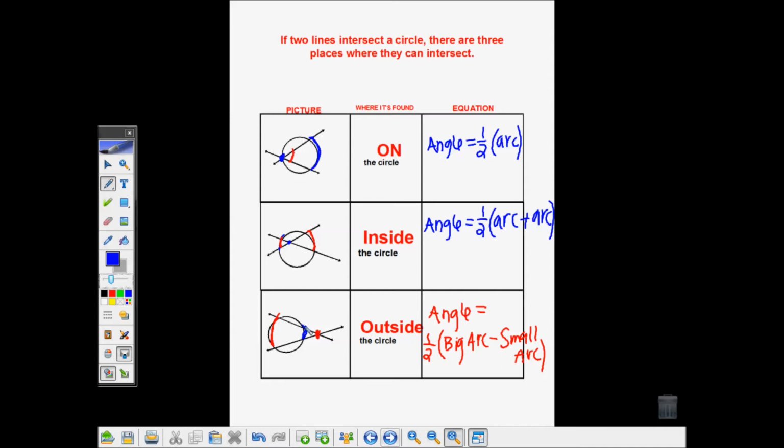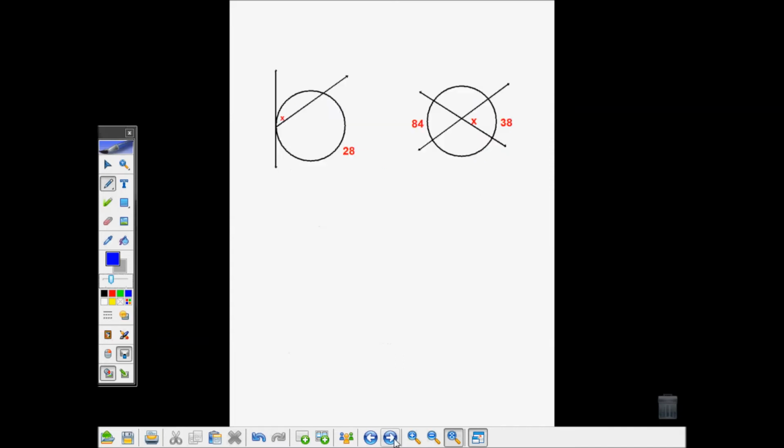If you are just watching this video for your homework, you will need those 3 formulas, so you need to write them down. Also, if you still have the yellow formulas sheet, I believe these are already on there. If they're not, I would add them to it. Now let's try some problems. With every single problem that has 2 lines intersecting a circle, we should write if it is on, inside, or outside, so we know what formula to use.